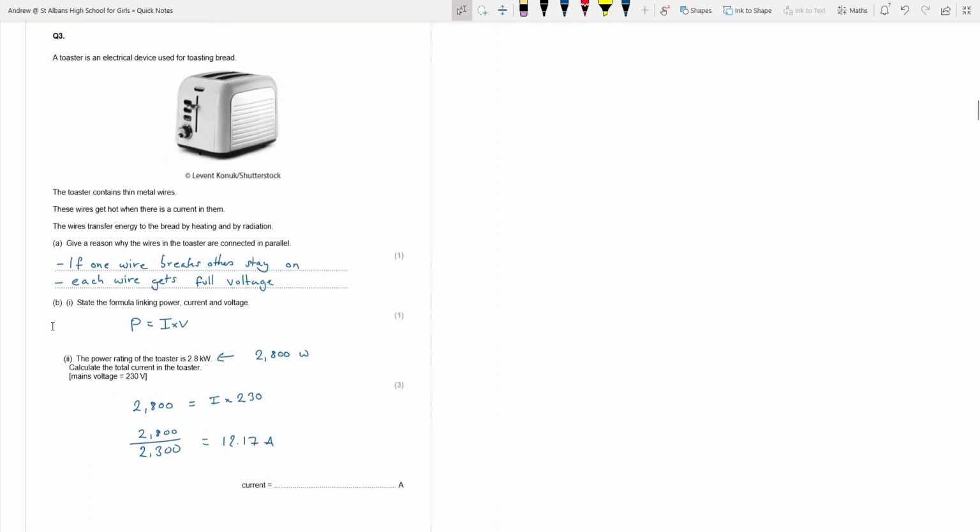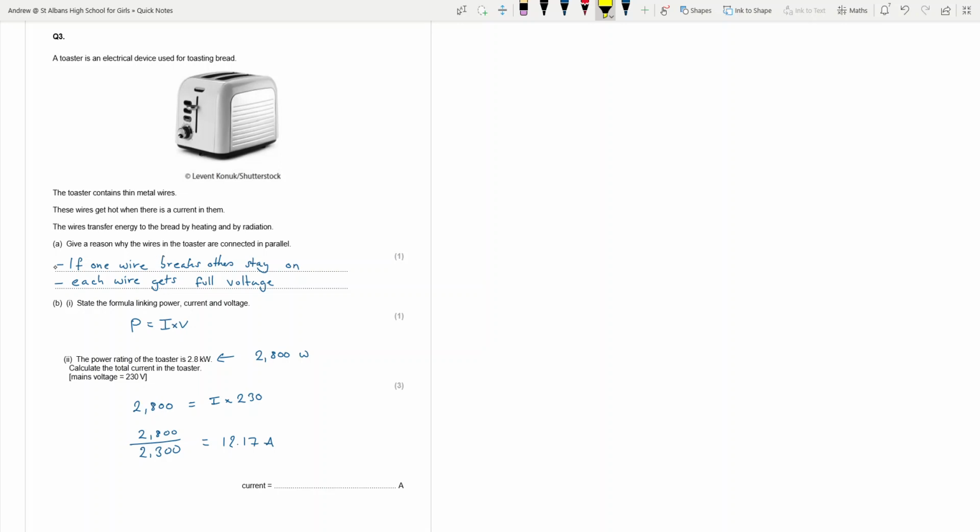Great. Question 3. We've got a picture of a toaster. It's an electrical device used for toasting bread. It contains thin metal wires. These wires get hot when there's a current in them. The wires transfer energy to the bread by heating and by radiation. Give a reason why the wires in the toaster are connected in parallel.